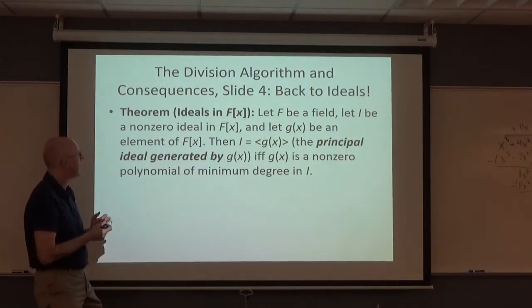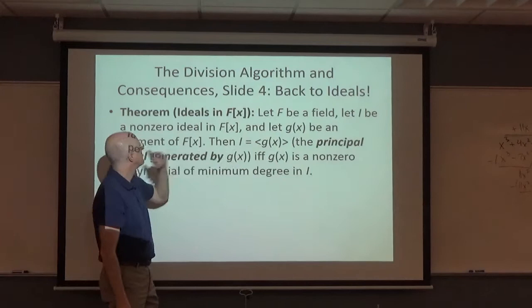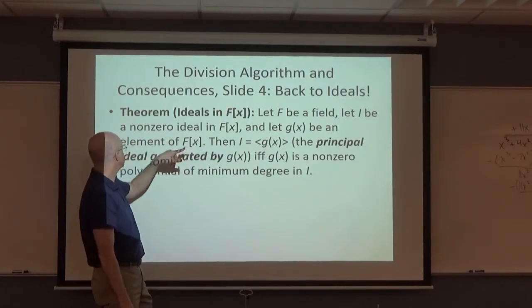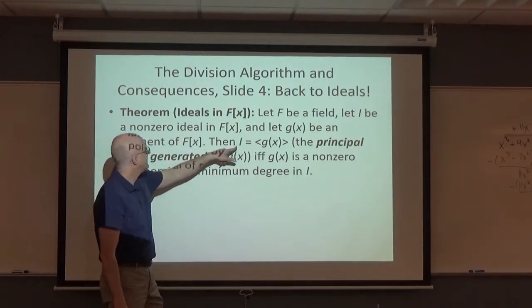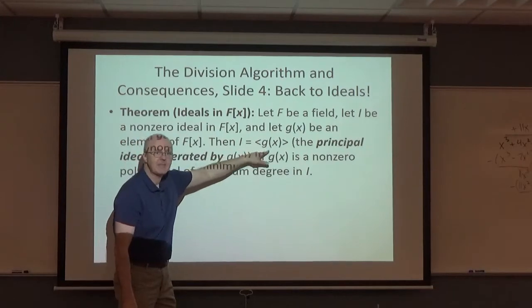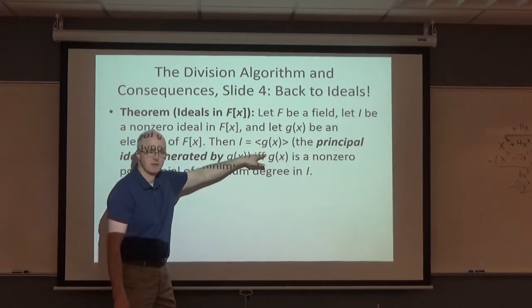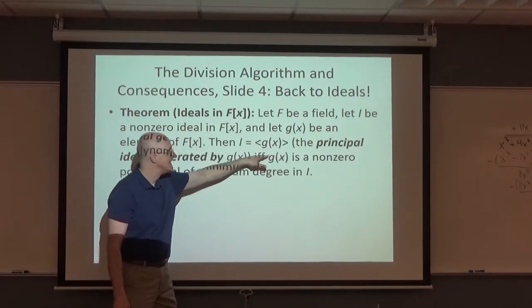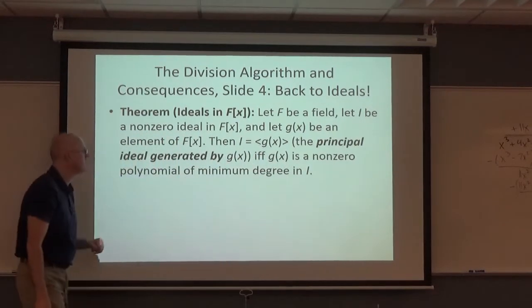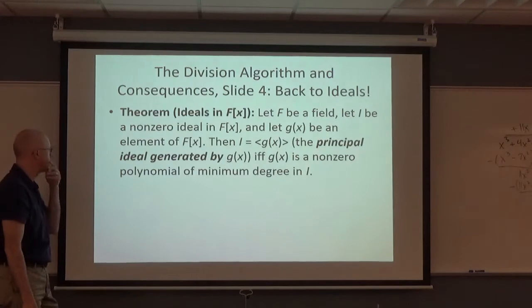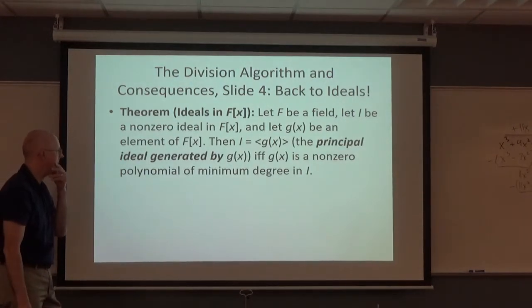Then, what can you say? G of x is an element of the polynomial ring. The ideal is the same as the ideal generated by G of x, the principal ideal generated by G of x, I should say, if and only if G of x is a non-zero polynomial of minimum degree in I.